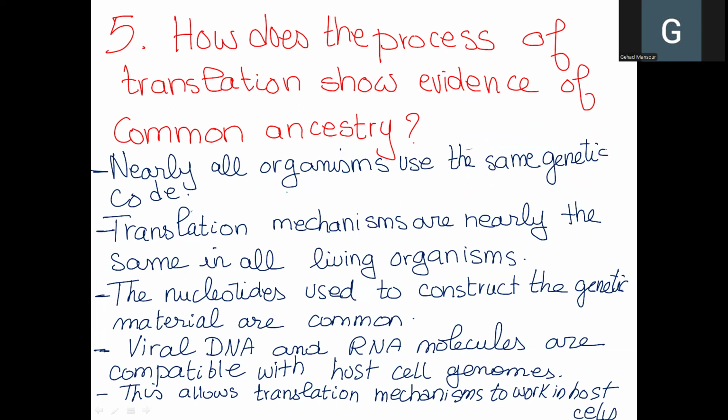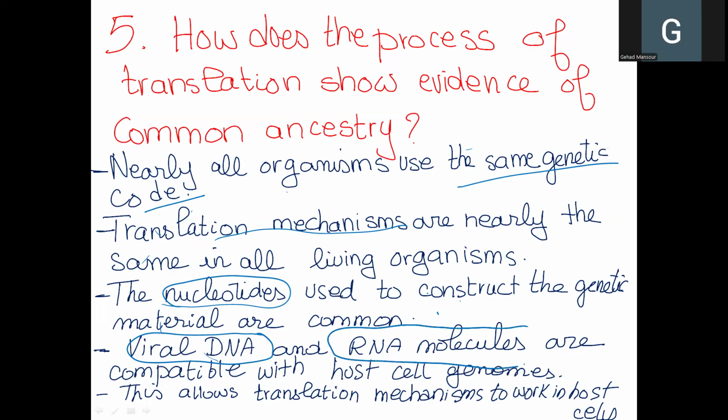Nearly all the organisms use the same genetic code, and the translation mechanisms are nearly the same in all living organisms. The nucleotides used, and therefore the codes on DNA and the codons on messenger RNA, are common. Not only this, but there is more advanced compatibility, which is that even the viral DNA molecules and the viral RNA molecules are compatible with the host genomes.